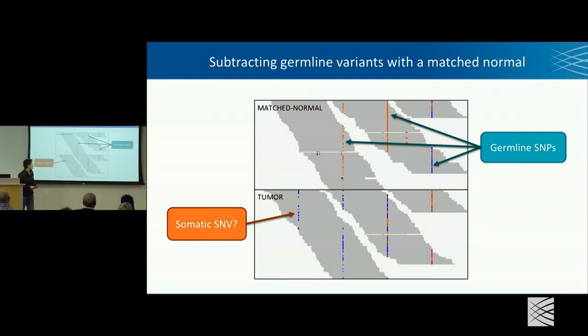Just to give you a visual, if you imagine that's in the matched normal, that's what this area looks like. We have several possible germline SNPs. And then in the tumor, we have these as well. They're not somatic, since we're also seeing them in the germline sample. But here we have additional variation, and this is more likely a somatic mutation. Okay.